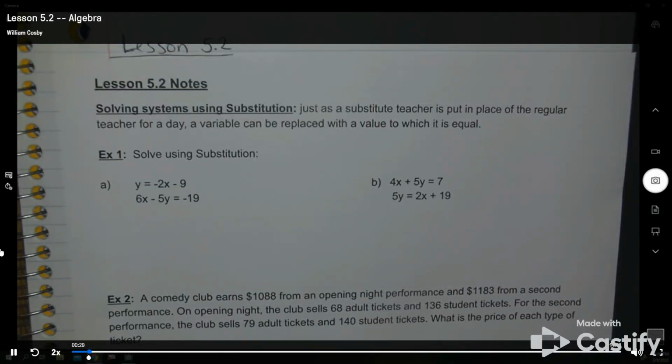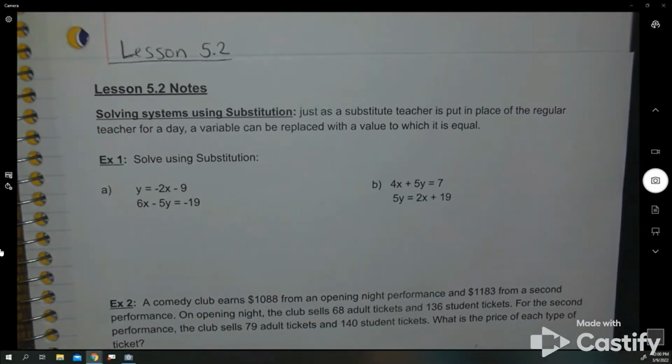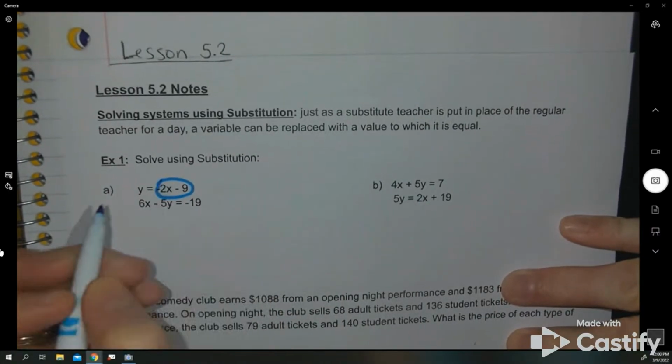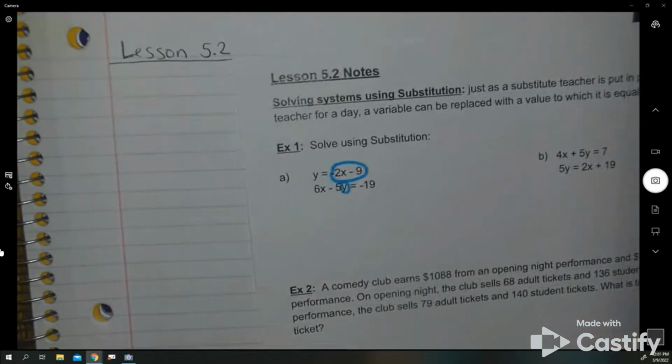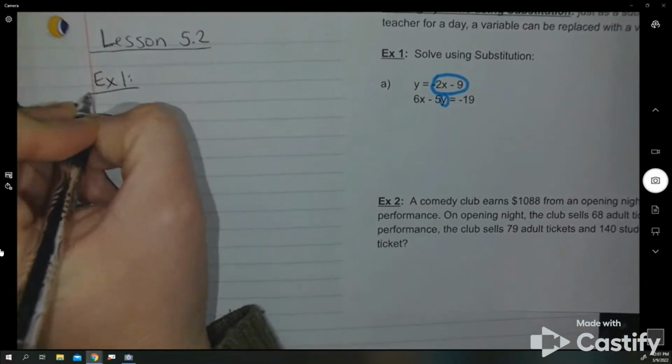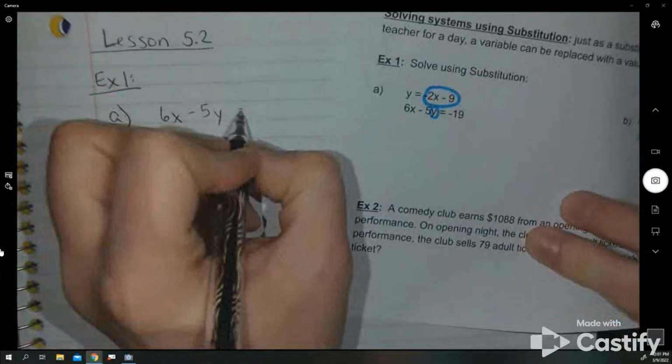So for example, here in part A of example 1, we see that y is equal to negative 2x minus 9. I can replace this entire piece of information in place of y in the other equation. So we're going to show how to do that. So y is equal to negative 2x minus 9, and our equation that we're plugging it into is 6x minus 5y equals negative 19.